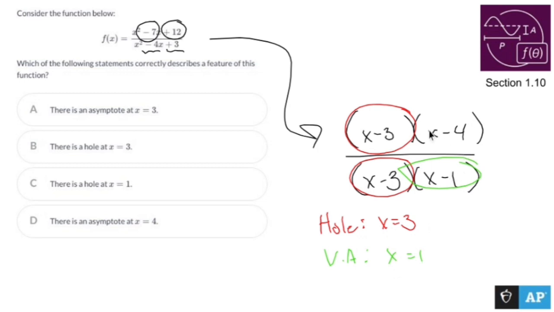X minus 4, what would that give me? That gives me a 0, but I'm not worried about that because I'm only worried about asymptotes and holes. And so I have a hole at 3, not an asymptote at 3. I have a hole at 3, yup. I have a vertical asymptote at 1, nope. And an asymptote, it just says asymptote. I'm assuming it means vertical, but none of these are true. So there you have it.